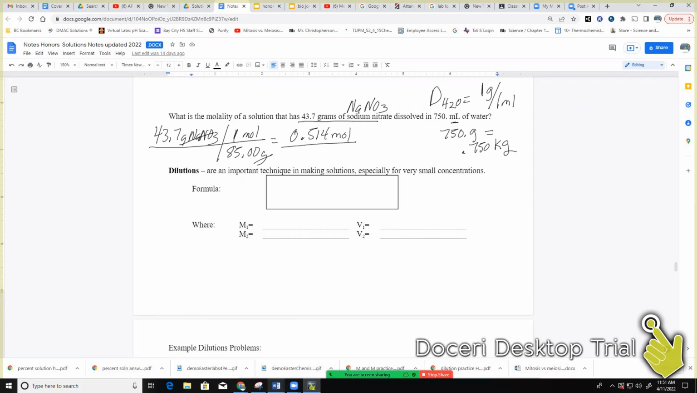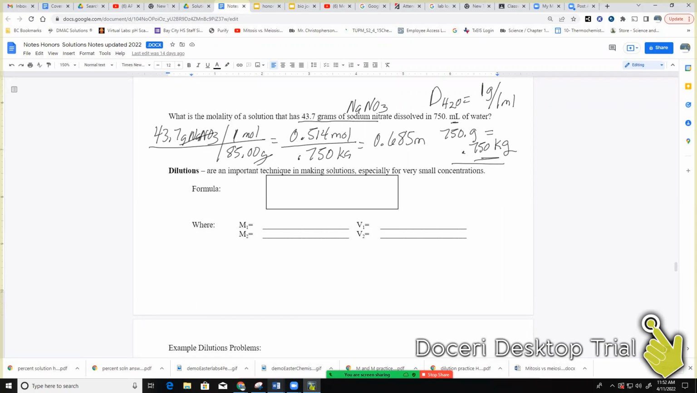And now I'm ready to finish out because I have my moles. I need to divide by my kilograms, which I have over here. That will give me 0.685. All right, 0.685 little m solution. Anybody have any questions about that? Those are pretty similar to the work we did with molarity with big M, except maybe this we didn't have to worry about.